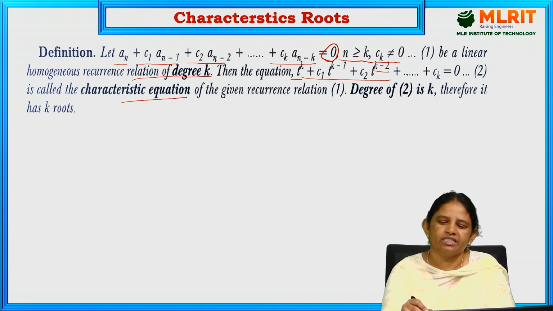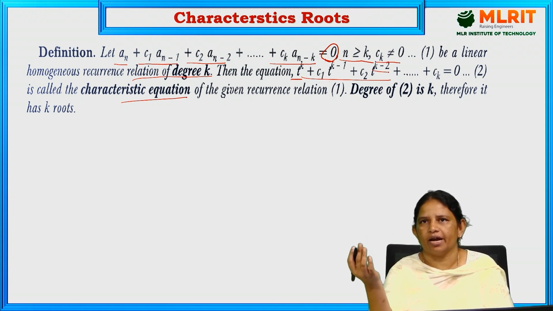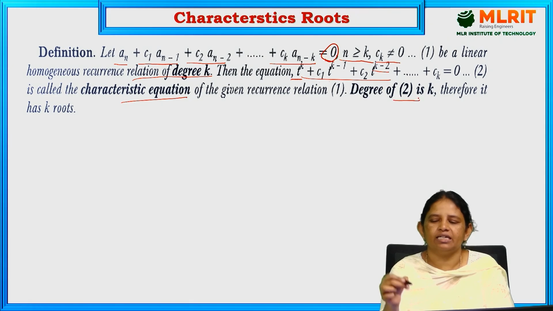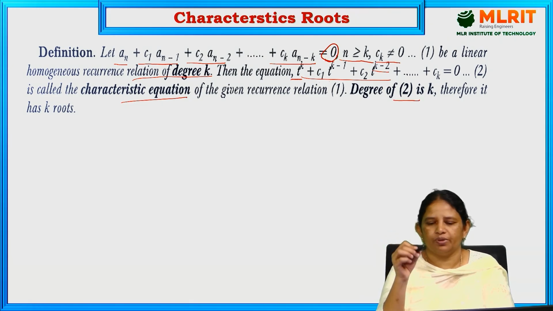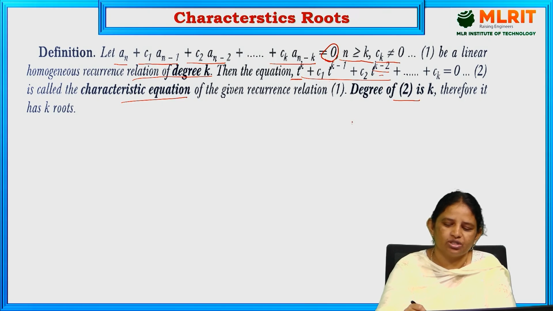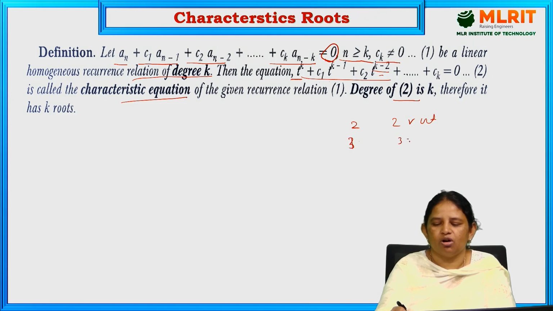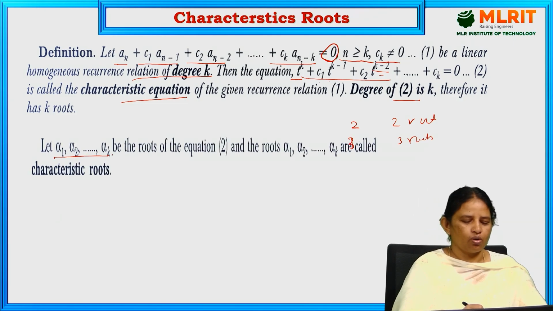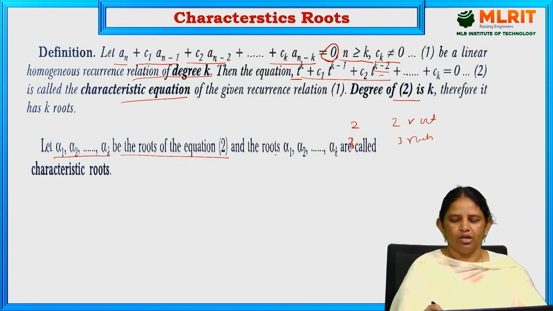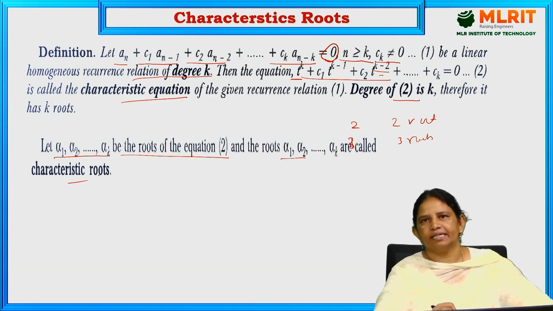So this equation is called the characteristic equation of degree k. Degree 2 means it consists of 2 roots. Degree 3 means it consists of 3 roots in the equation. So this alpha 1, alpha 2, and so on are the roots of the equation. These are called the characteristic roots.